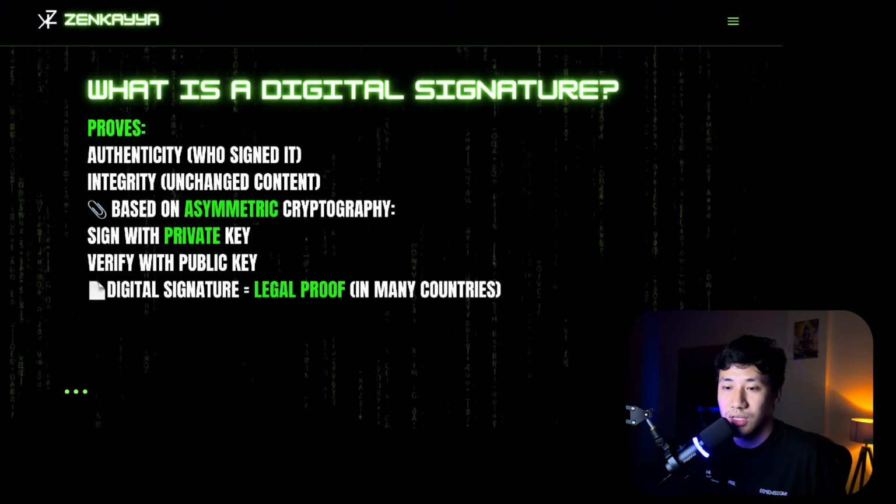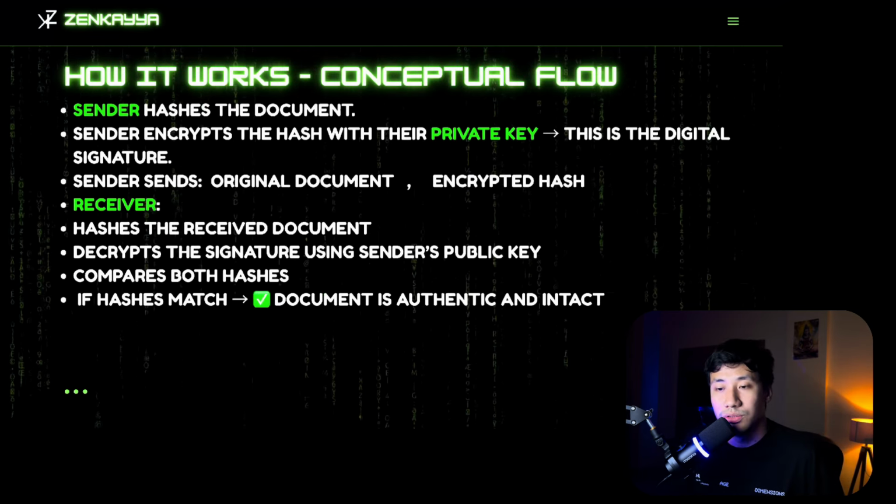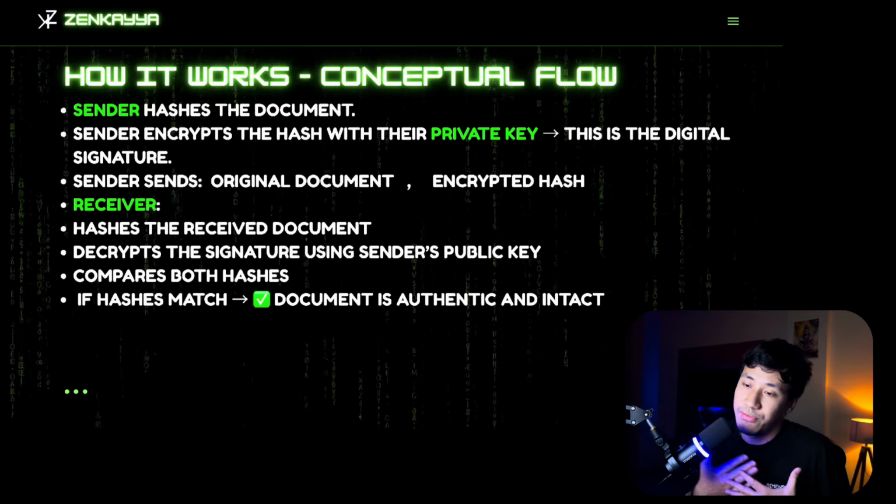Let's see how it works. It proves authenticity and integrity: who signed it, and that the content is unchanged. It is based on asymmetric cryptography: signed with a private key, verified with a public key. A digital signature is equal to legal proof in many countries. Conceptual flow: the sender hashes the document. Imagine I want to send one document to my friend. I will hash it. Hashing, for now, you can imagine as encryption.